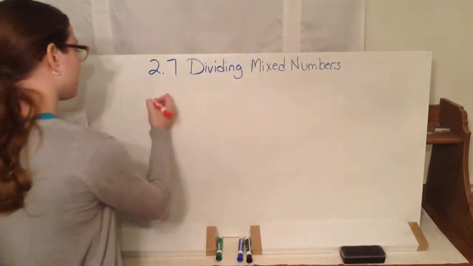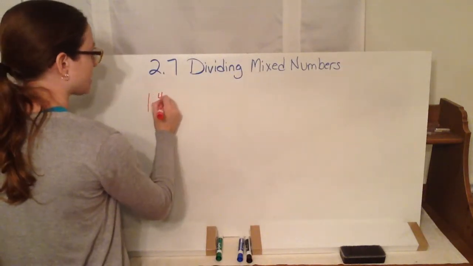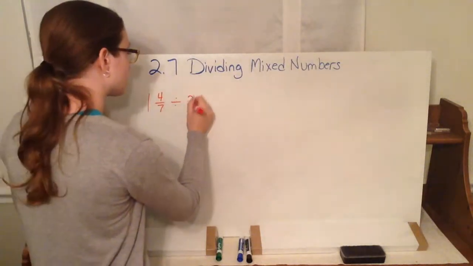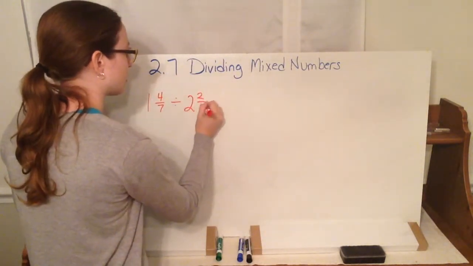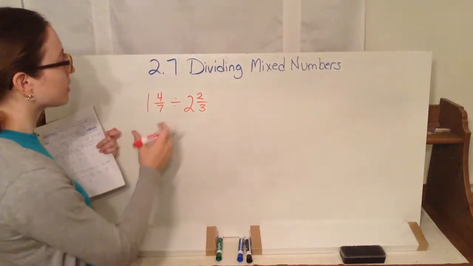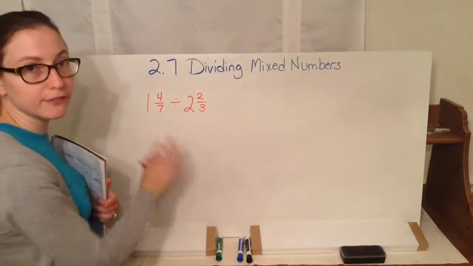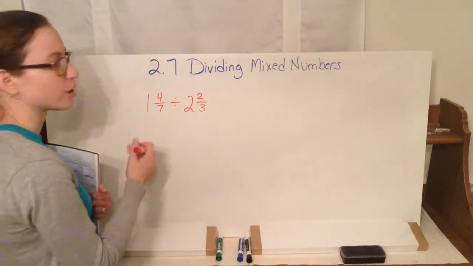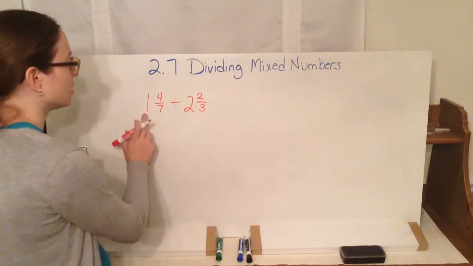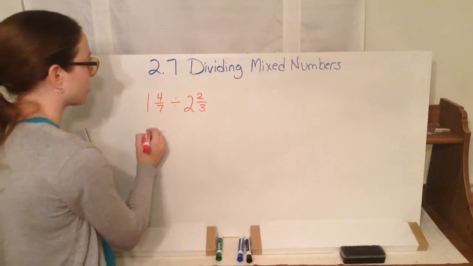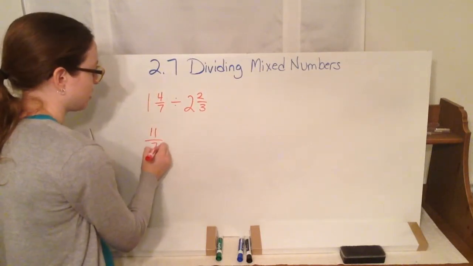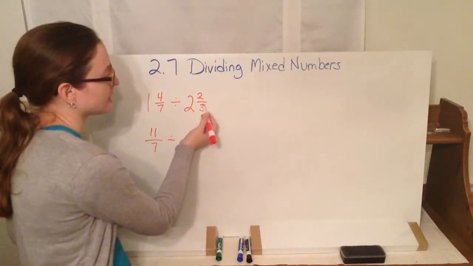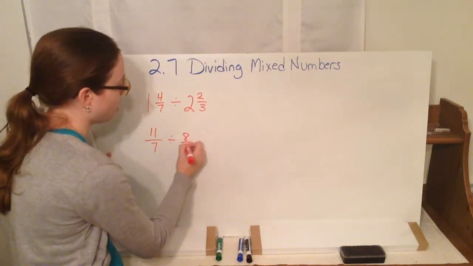Here's an example. 1 4/7 divided by 2 2/3. There's not really a good clean way of dividing these as mixed numbers, so we know our first step has to be to turn them into improper fractions. 1 times 7 is 7 plus 4 is 11 over 7, and we're dividing by 2 times 3 is 6 plus 2 is 8 over 3.